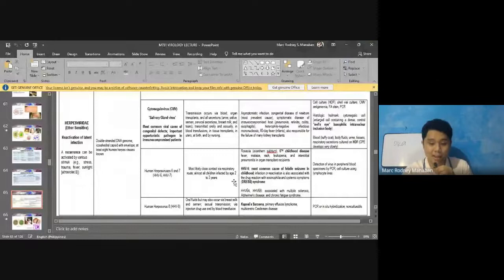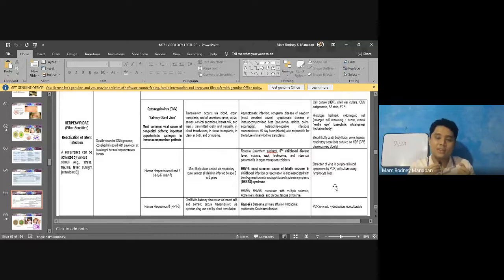HHV-6A and 6B are associated with Alzheimer's disease and also chronic fatigue syndrome. Now, again, for diagnosis, detection of the virus in peripheral blood by PCR and cell culture gyapon. Iyahang gina-target usually are the lymphocytes, no? That's why atong ginagamit for cell culture kay the lymphocytes.